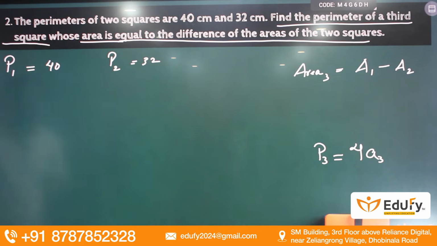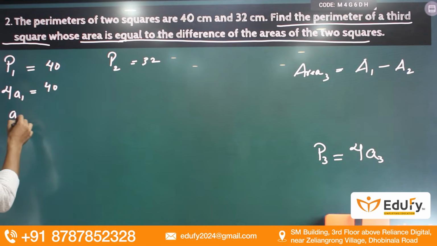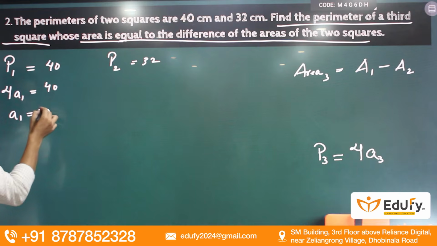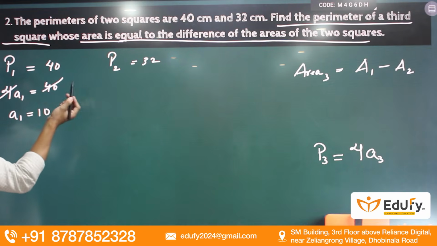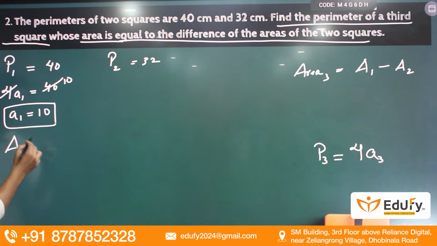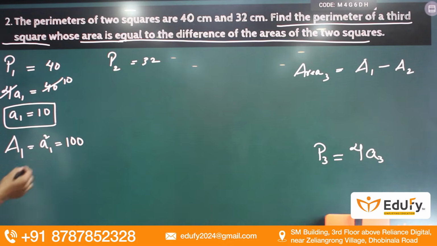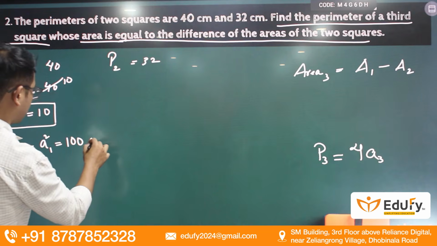So we know the perimeter formula is 4a. I'll write here 4a1, using 1 because this is the first square. So this is 40. If I shift this, that means my a1 is 10. If I cancel the 4, I'm getting just 10 here. So my a1 is 10. If I know my side, I can find out the area of this square. The area formula is side squared. So for the first, this is 10 into 10, so I get 100 here. So I got the area of the first square, which is 100 centimeter squared.